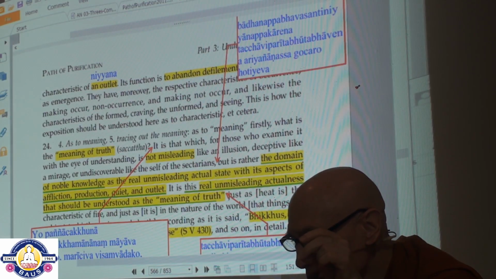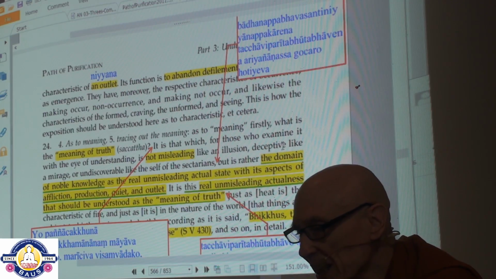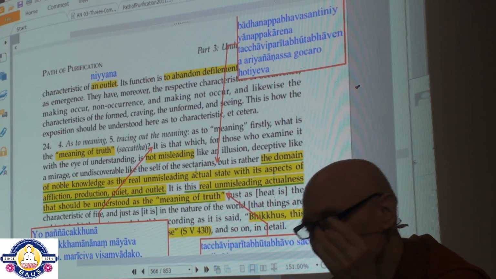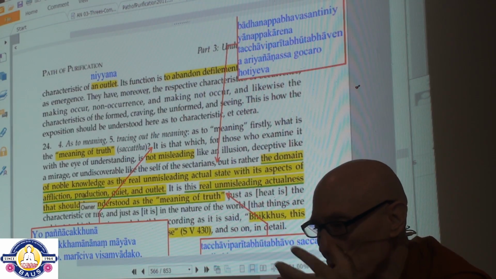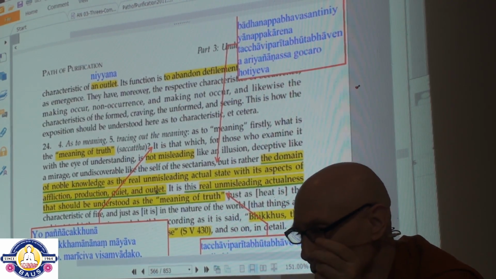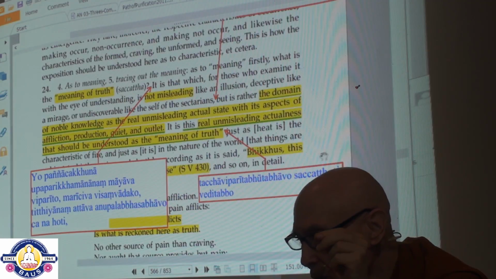It is that which, for those who examine it with the eye of understanding, is not misleading like an illusion, not deceptive like a mirage, or not undiscoverable, unfindable like the self of the sectarians, but is rather the domain of noble knowledge as the real, unmisleading, actual state with its aspects of affliction, that's the first noble truth, production, the second noble truth, the quiet or peace, the third noble truth, and the outlet, the fourth noble truth. It is this real, unmisleading actualness that should be understood as the meaning of truth.